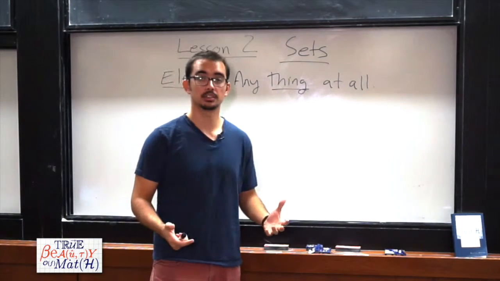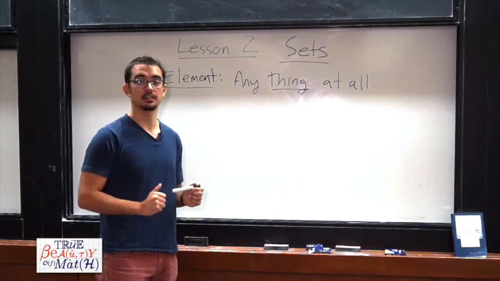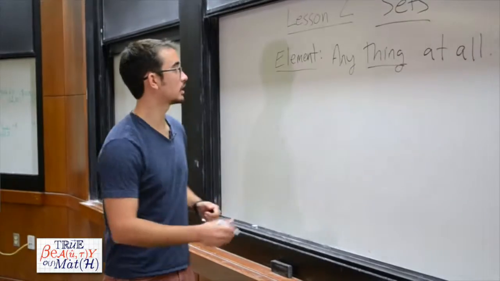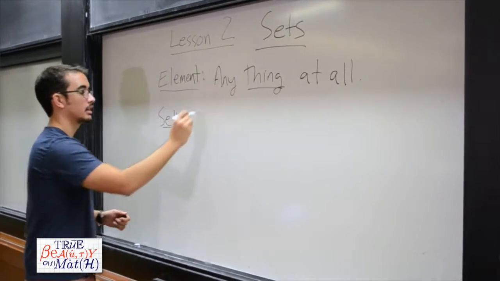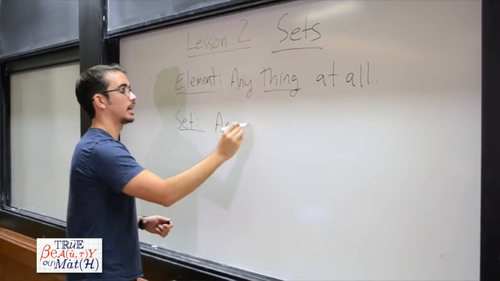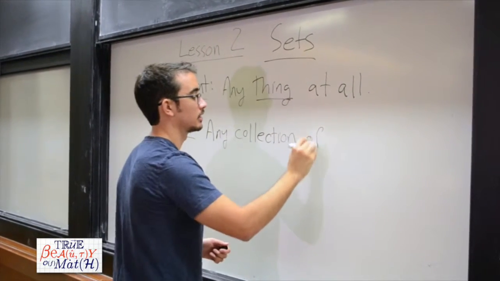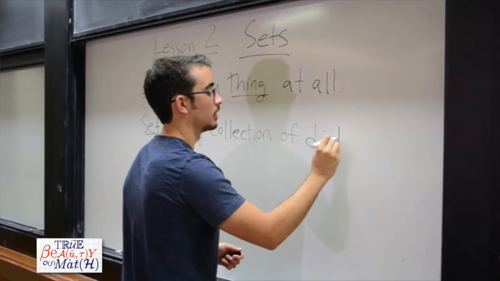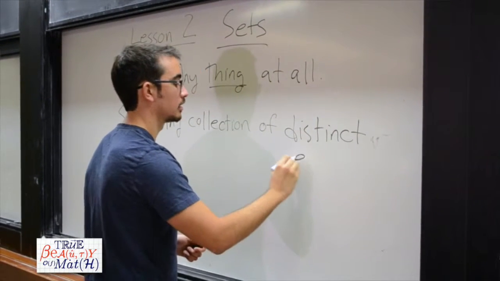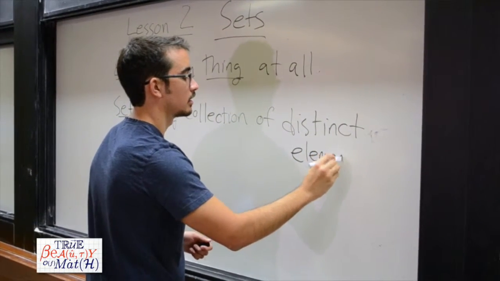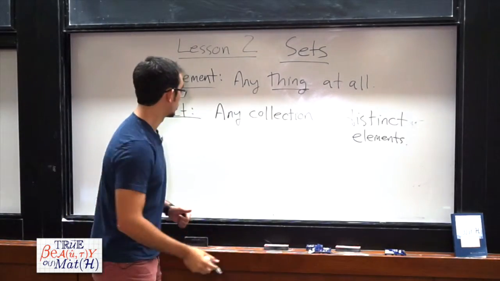The next most fundamental thing that we can possibly think of is taking some collection of elements together and forming what's called a set. So a set is literally any collection of distinct elements. So let's just take a look at some examples. And in doing so, we're going to introduce some notation as well.